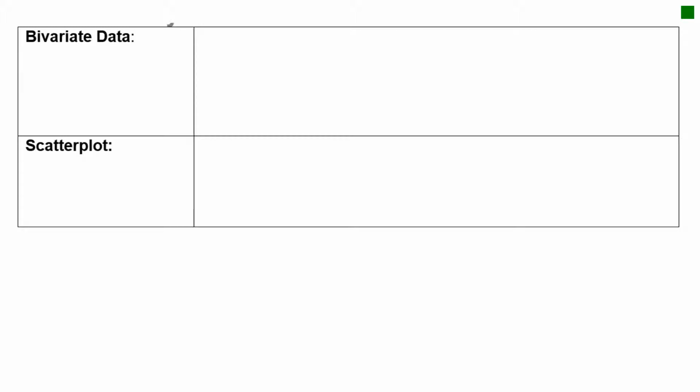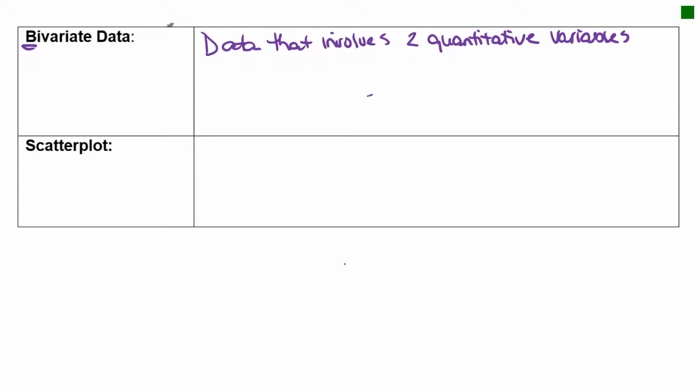Okay, so when we are dealing with scatter plots, we have stuff called bivariate data. It is data that involves two quantitative variables. Bi is two, variate is variables, and it deals with relationships between those variables.